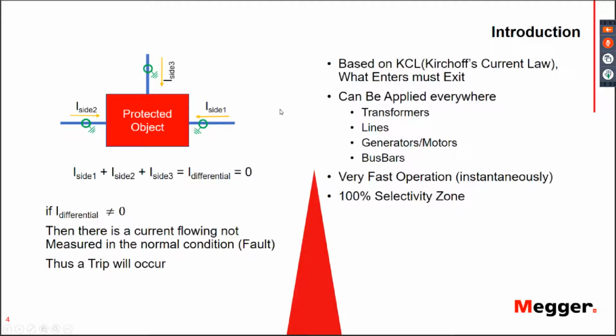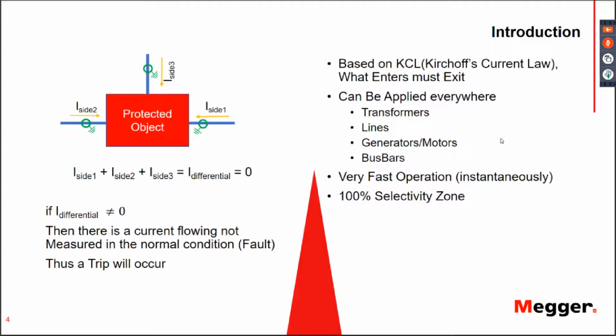Now, differential protection in general can be applied to transformers, lines, generators, and busbars efficiently, and it is a very good protection principle, or you can say even the best protection principle that you can use to give you 100% selectivity in your protected object. The reason for that is because your protected zone starts from your measuring points, or your CTs, current transformers. And because you have 100% selectivity, you are allowed to put your operation time to be very fast, usually instantaneous.